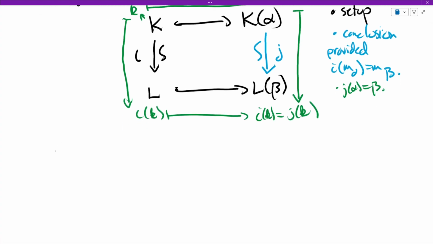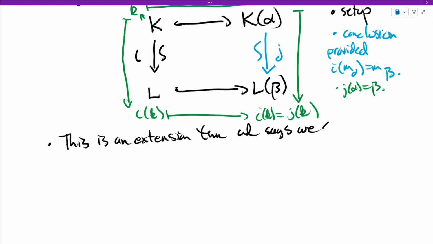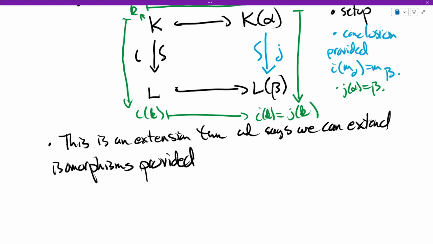Okay, so this is what we call an extension theorem. So let me just say this is an extension theorem, and it says we can extend isomorphisms provided a condition. Algebra, there's all this structure, so you have to have conditions, provided the minimal polynomials align. And what I mean when I say the minimal polynomials align is they agree after changing coefficients appropriately.